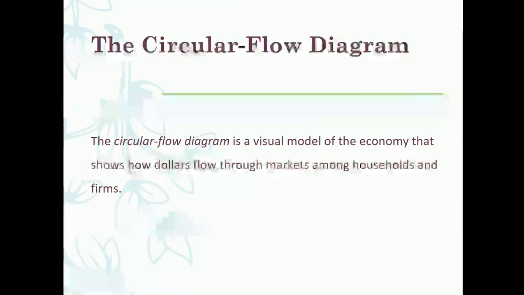Here, households and firms interact in two markets. That is the market for goods and services, where households are looking for goods and services, and the market for factors of production, that is labor, input, etc., that the firms need to produce goods and services.